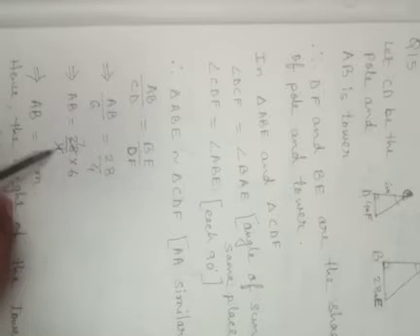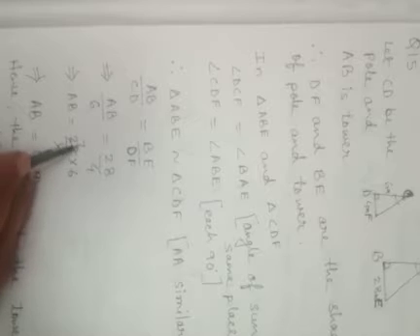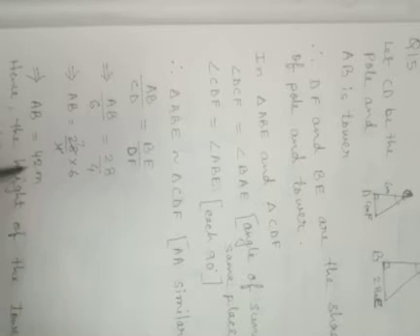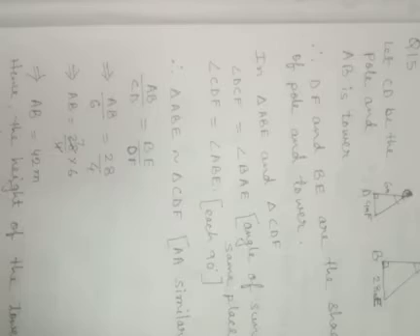Now dividing 28 by 4, we will get 7. 4 7s are 28, and multiplying 7 and 6, we will get 42. So AB is equal to 42 meters. So hence the height of the tower is equal to 42 meters.